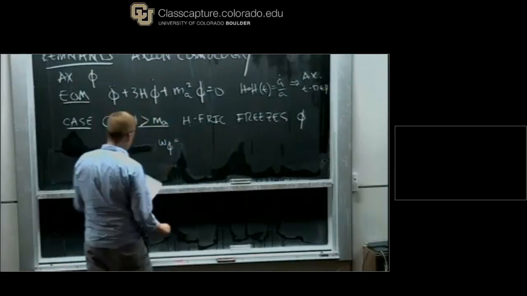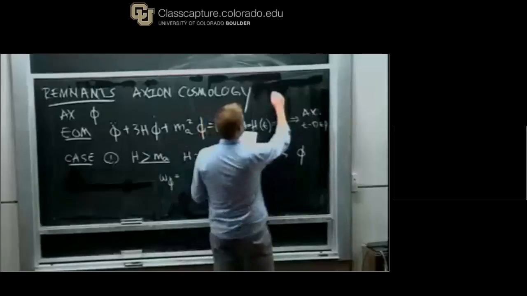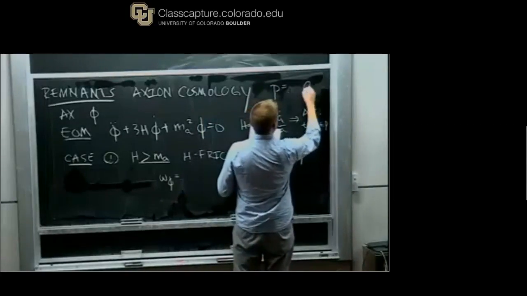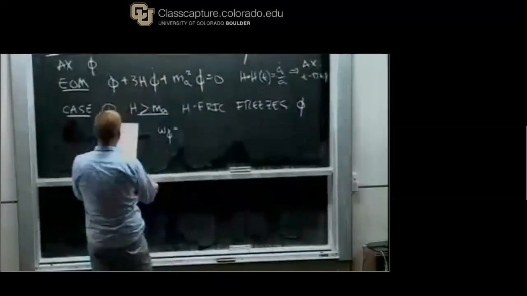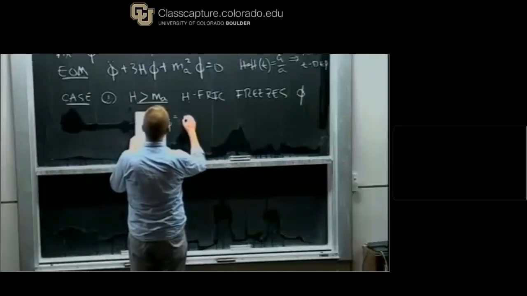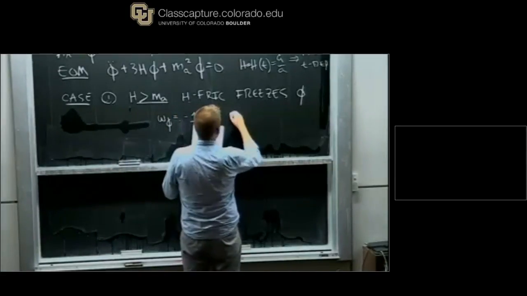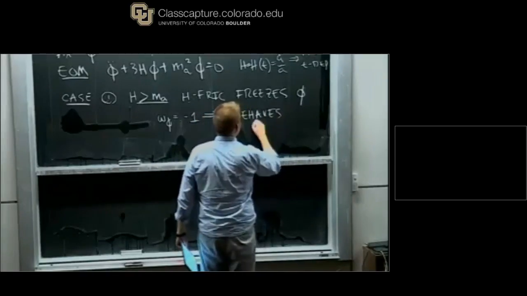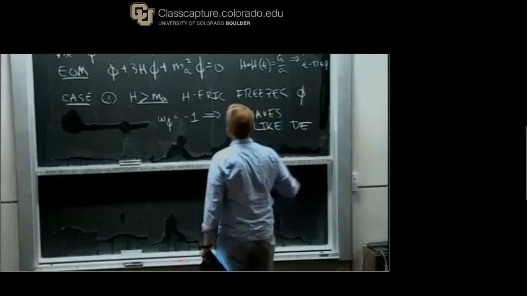W phi in this case. So W, remember that in FRW we talk about pressure and energy density of various components. P is the pressure of a component, and there's the energy density, and they're related by the equation of state parameter W. W phi is -1, which implies that in this case, the axion behaves like dark energy.